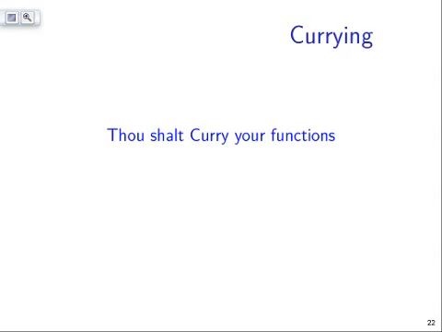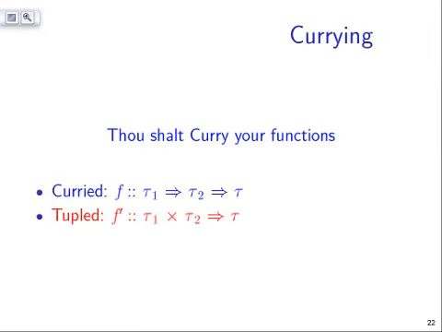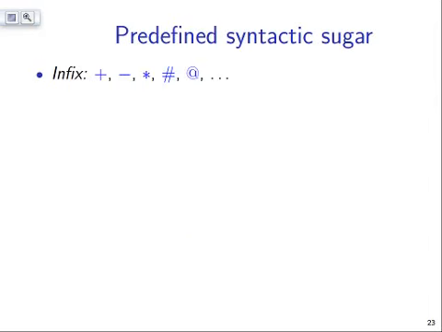I recommend not to use pairs. I already said this. This is known as currying, and so the choice that you have, you can either write your function like this in curried form, where the arguments are given to the function one by one, or in tupled form, where the arguments are given as one big tuple, and I strongly recommend to use the curried form. That has many advantages.